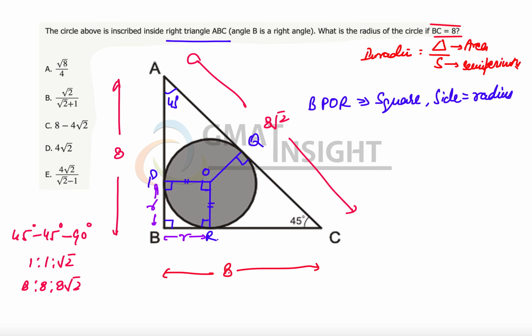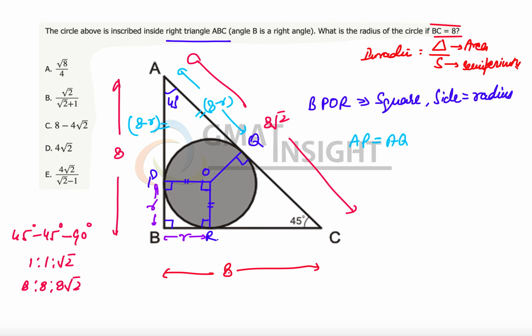Now we start from this R, and then we arrive at the other part. From point A, AP and AQ will be equal. The reason is that these are two tangents drawn to the same circle from one particular point. So AP and AQ will be equal. We can say that AP will be equal to 8 minus R, because this entire length AB is equal to 8. So AP will be 8 minus R. Similarly, AQ will also be equal to 8 minus R.